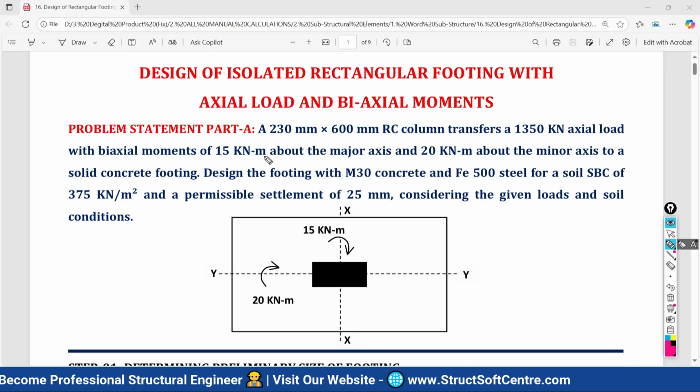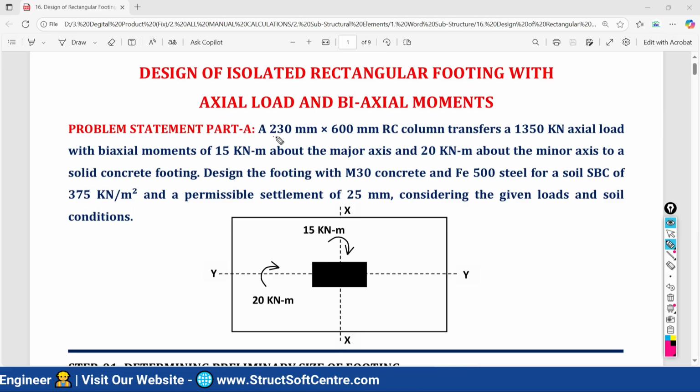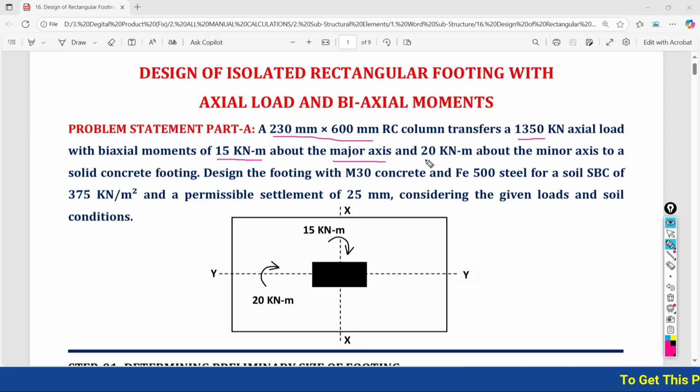First of all, let's try to understand the problem statement. A column 230 by 600 mm is transferring a load of 1350 kN as axial load and biaxial moments of 15 kN-m about the major axis and 20 kN-m about the minor axis.